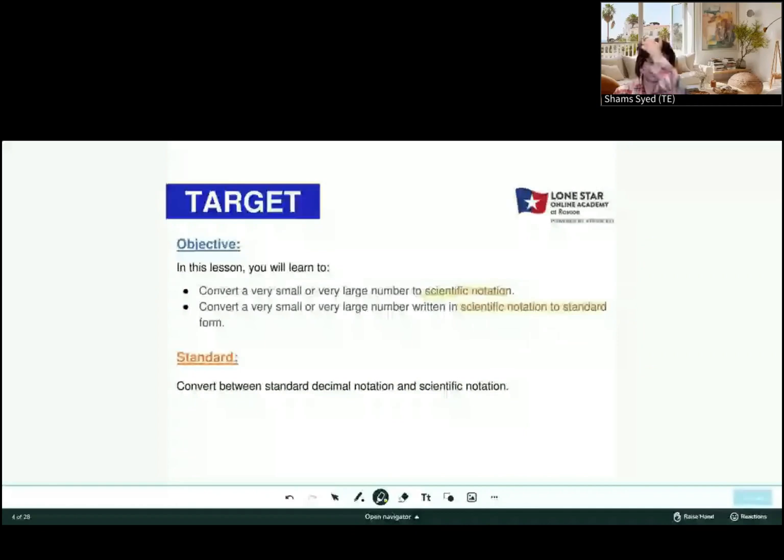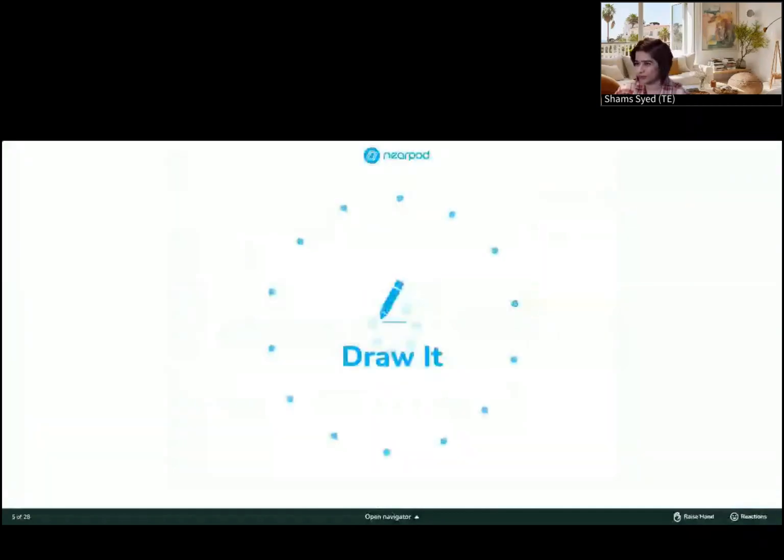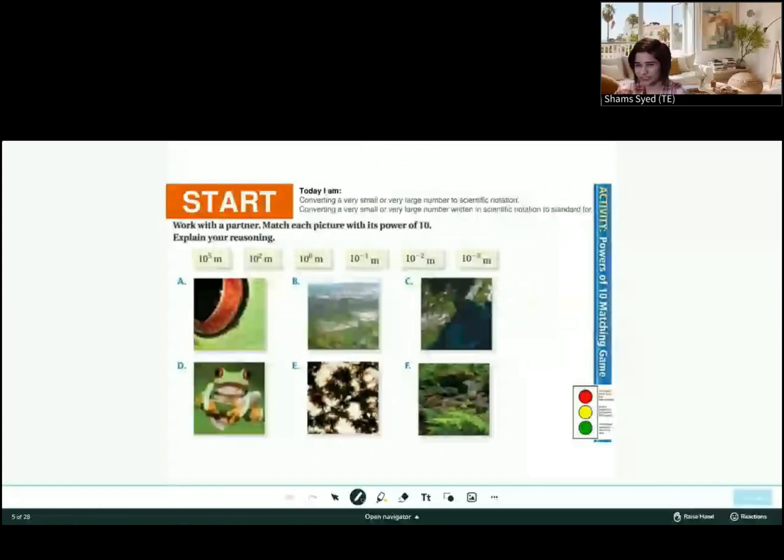Here is my start, the warm-up, so that we can make sense of the numbers. I've given you 6 pictures and 6 scientific notations. If you want to work with partners and your table allows, match each picture with its power of 10. Explain your reasoning. Everybody, let's get started. Match the picture with its power of 10. This activity should last for a minute. The timer has now started.